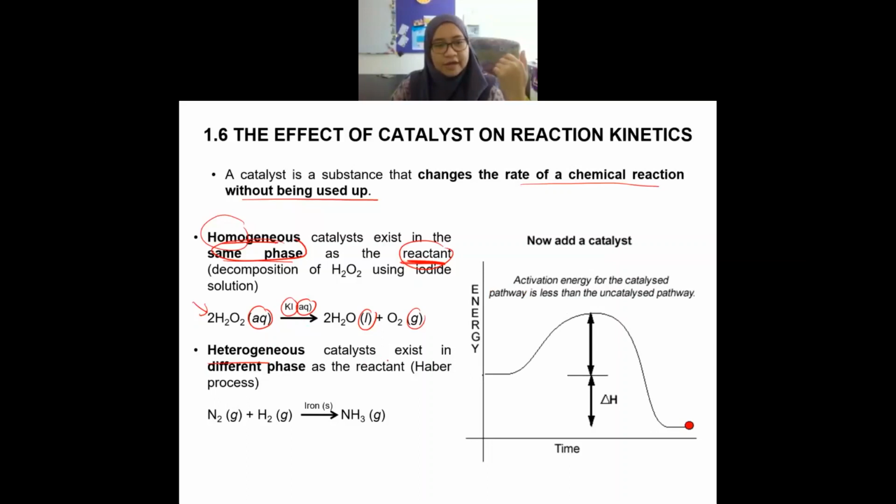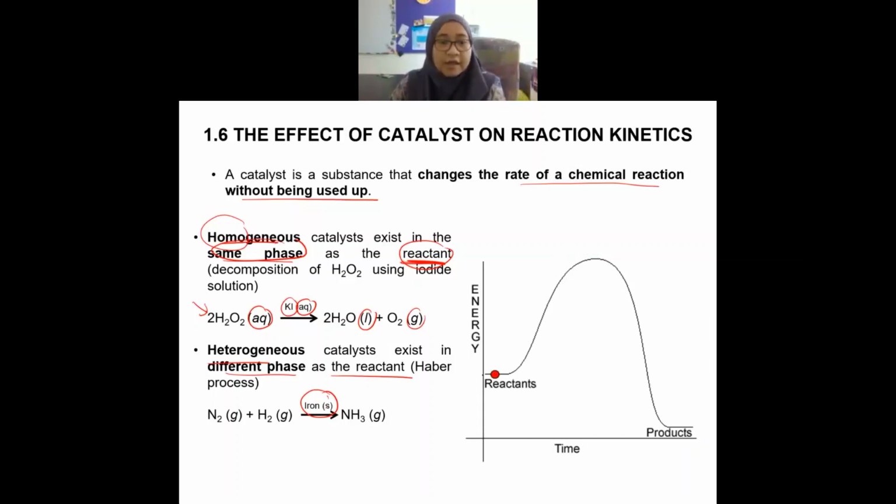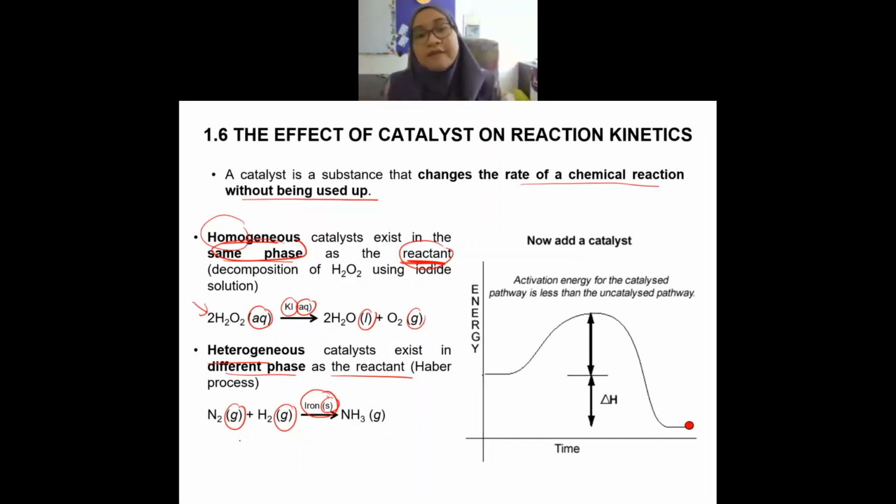Whereas heterogeneous exists in a different phase from the reactant. Look here. Iron is the catalyst used in this reaction, and it is a heterogeneous catalyst because its phase is different from the phase of the reactant. It is in solid phase, compared to the reactants, which are all in gas phase. So what is the purpose of having a catalyst?